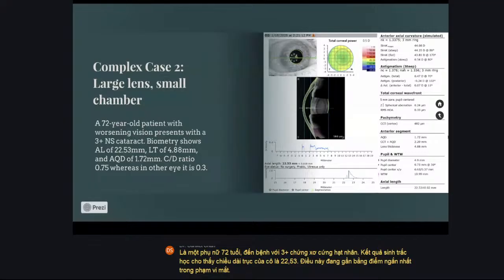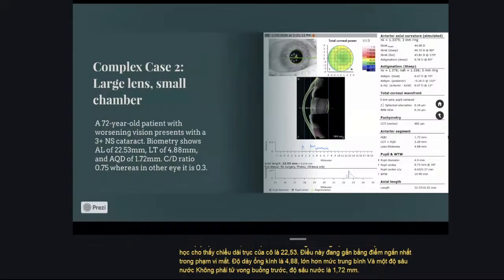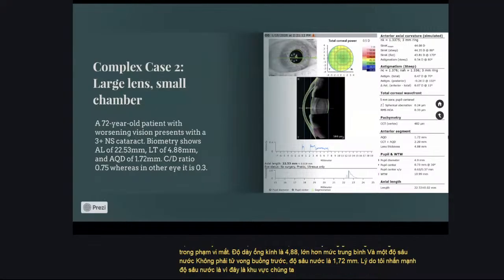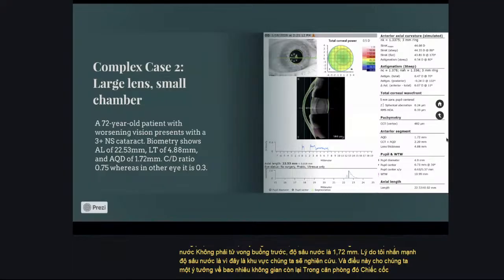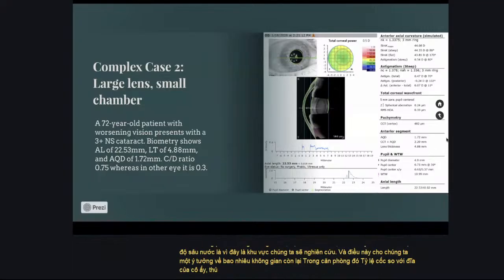The lens thickness was 4.88, which is larger than average, and an aqueous depth, not an anterior chamber depth, an aqueous depth of 1.72 millimeters. The reason I highlight the aqueous depth is that this is the area we're going to work in, and this gives us an idea of how much room is left in that chamber. Her cup to disc ratio, interestingly, was 0.75 in that eye, and the other eye was 0.3. Pressure was normal in both eyes.